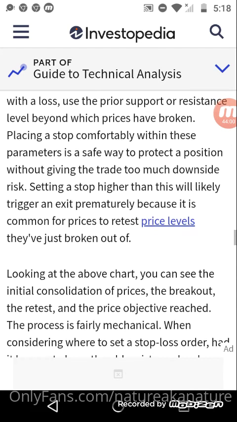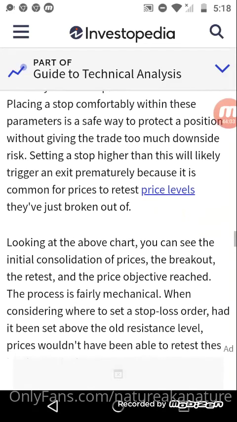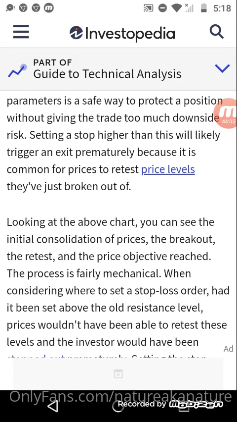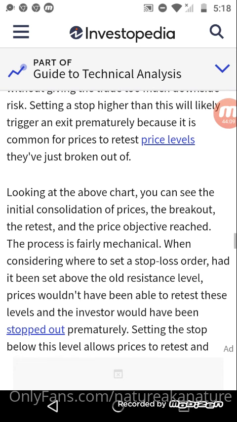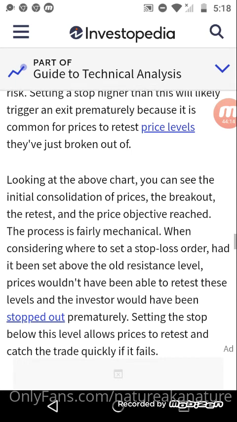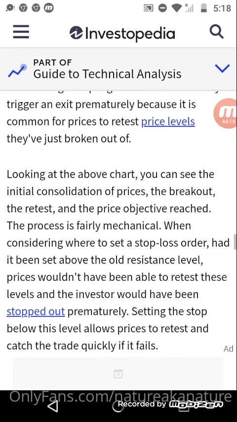When you put your stop loss in, it allows price to do whatever it wants on the retest, and so you won't lose so much money in the trade. Otherwise it stops you out quickly when you put that stop loss.